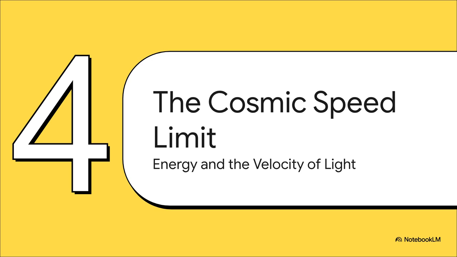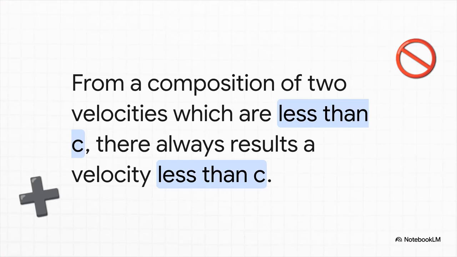Now, all of this, shrinking lengths, slowing time, it all points to one ultimate, final conclusion. The universe has a speed limit, a cosmic speed limit, and it's enforced by the laws of energy. Because space and time themselves are warped by motion, the old simple rules of just adding velocities together no longer apply. The new formula that Einstein derives shows that no matter how many times you push an object, no matter how many boosts you give it, you can get it closer and closer to the speed of light, but you can never, ever quite reach it.